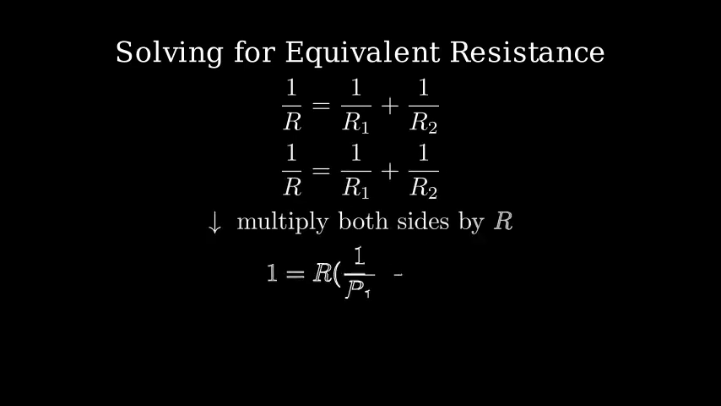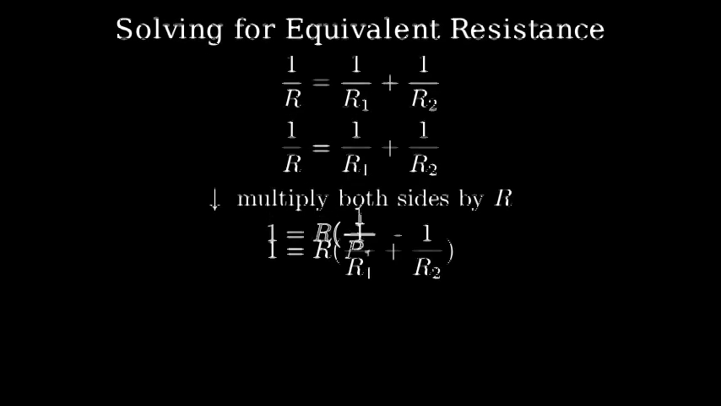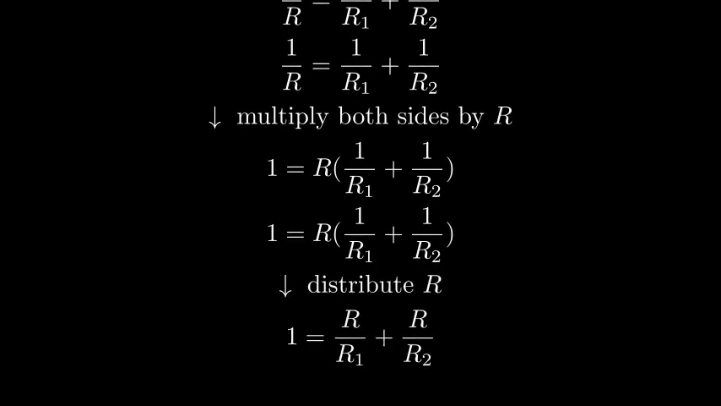First, we'll multiply both sides of the equation by R to isolate the 1 on the left side. Next, we'll distribute R to each term on the right side of the equation.